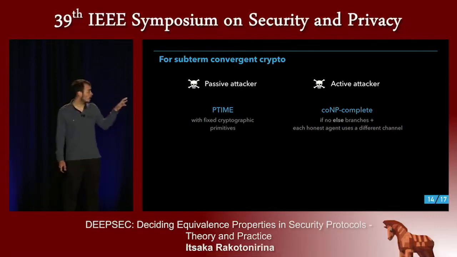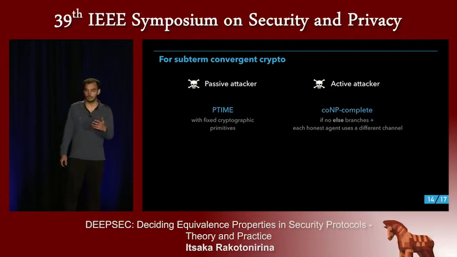So here are 2 complexity results about the decision of equivalence that you can find in the literature. Essentially, you have the passive attacker setting, where the attacker is only allowed to spy on public channels, but not to write on them. And the problem was proved P-time, provided that you fix your cryptographic primitives. And in the active setting, modulo some hypotheses that are verified in some examples, but clearly not all of them, then the problem becomes co-NP.